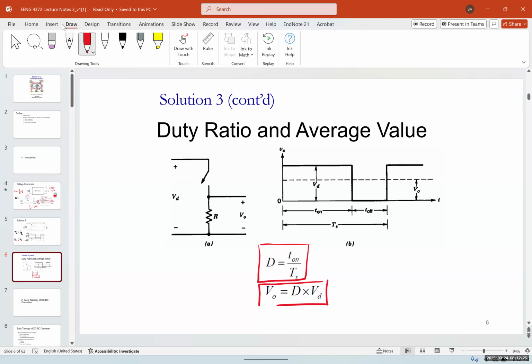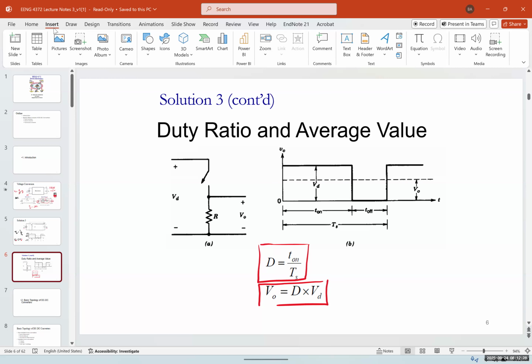Now let's solve a couple of examples for this. If the frequency is equal to 2.5 kilohertz, and D is equal to 0.4, I want you to find T on.